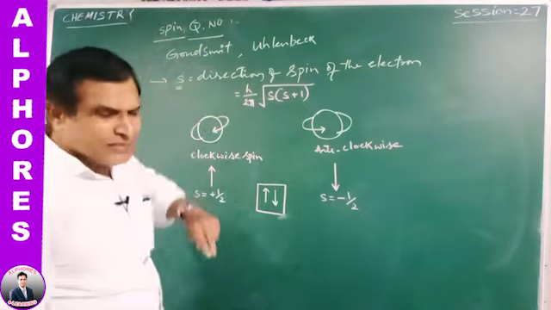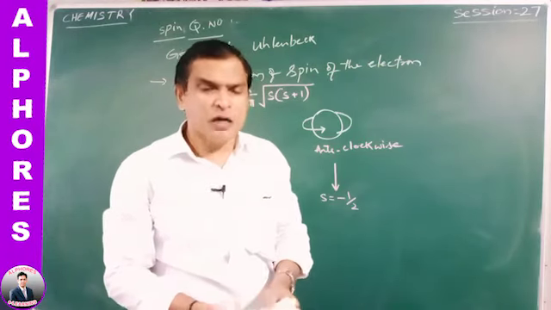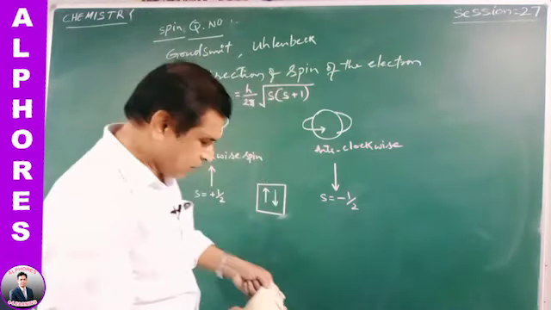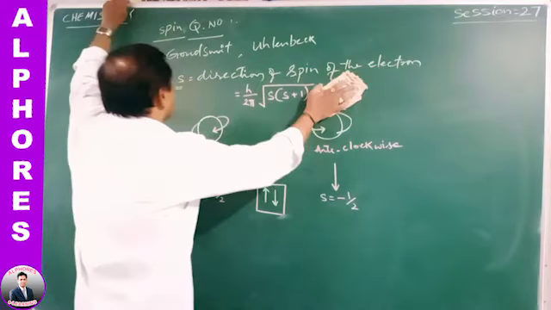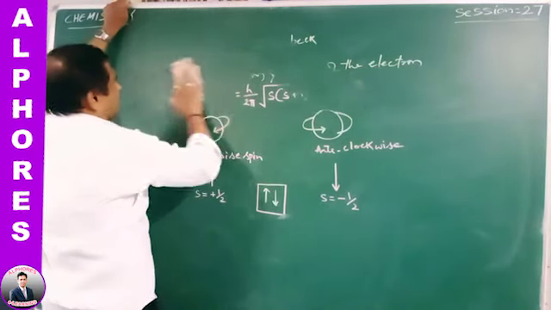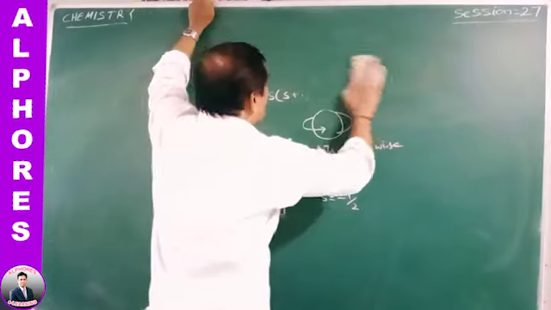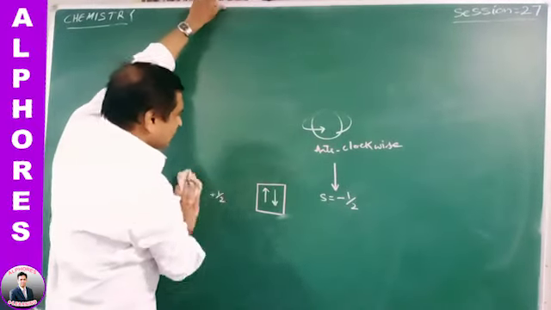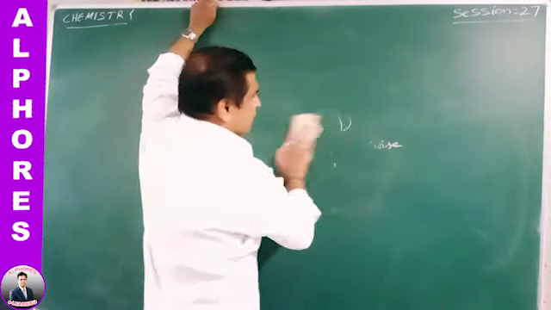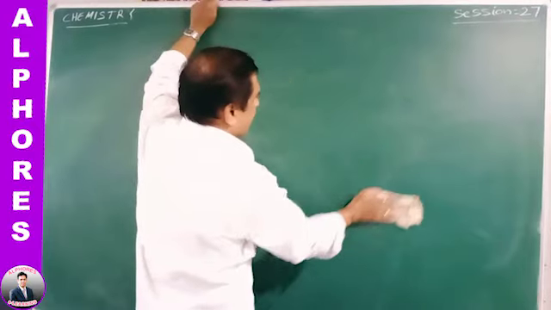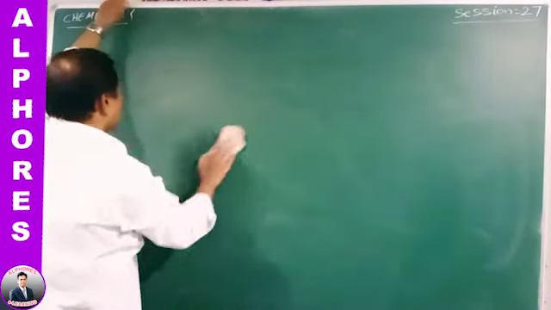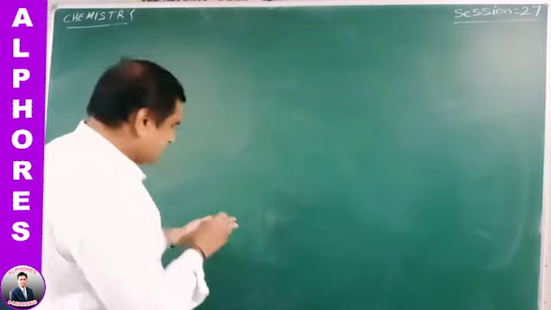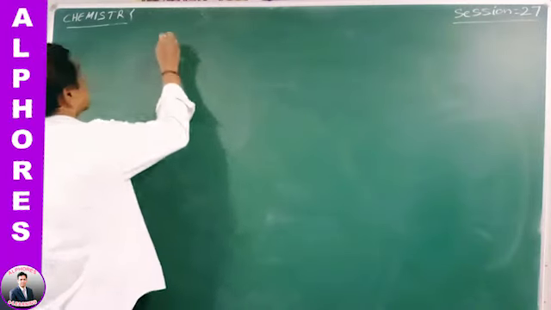Let us describe the significance of all four quantum numbers once again, with shortcuts, significance and examination point bits. Let us see the principal quantum number.